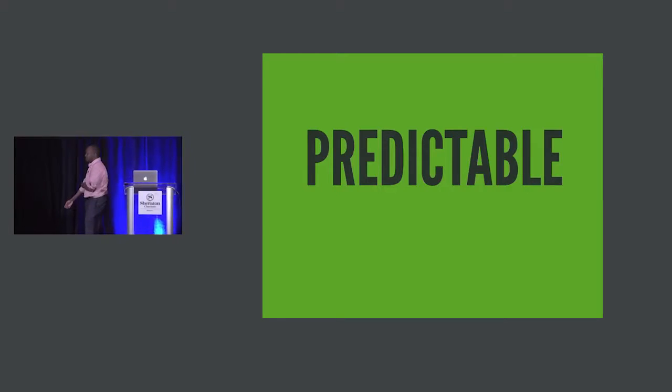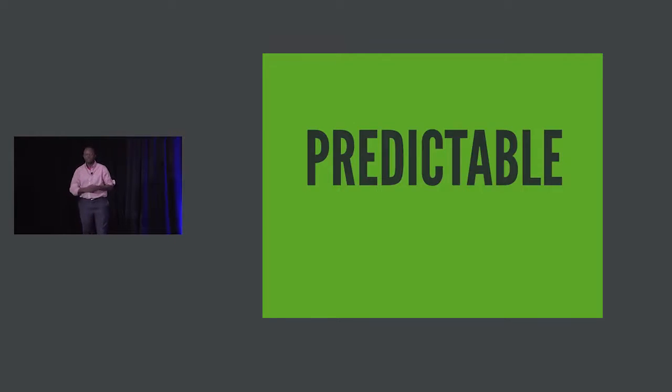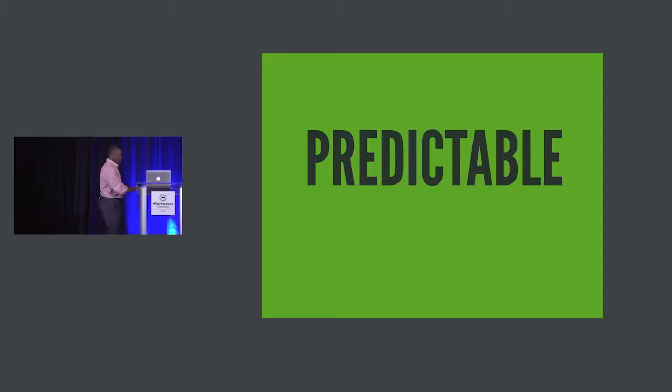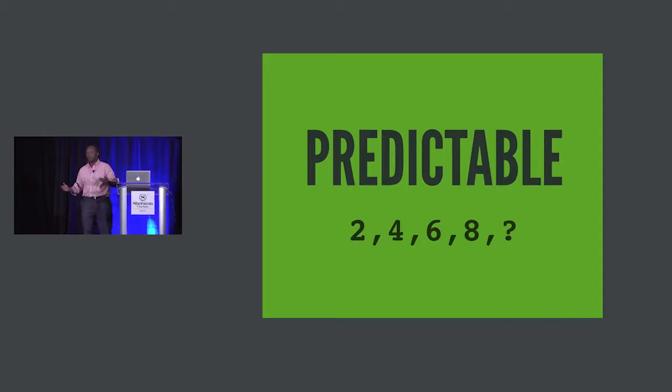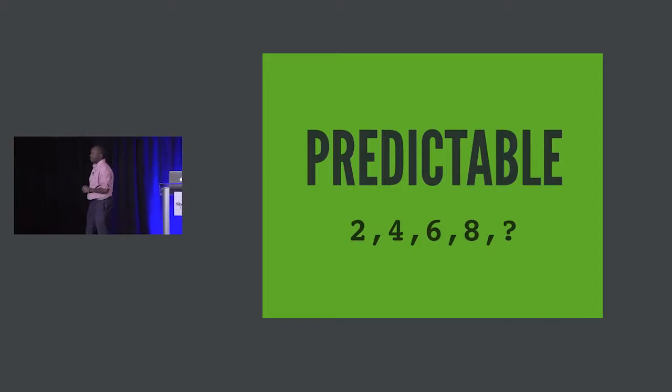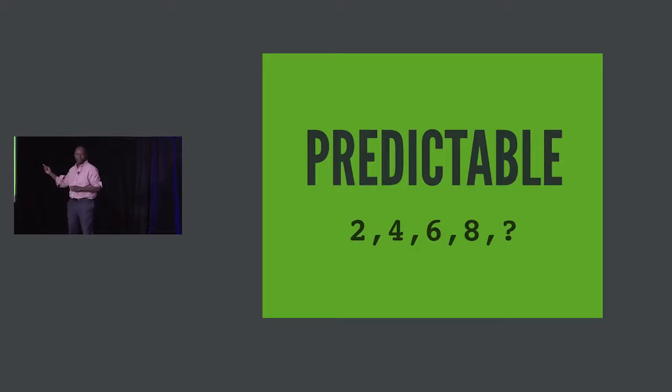So what are the characteristics of a good workflow? Number one, it has to be predictable. So you should be able to tell, once you take the very first step, what the next step obviously is. I'm hoping that all of you would be able to figure out what the actual number is from the sequence on the screen.